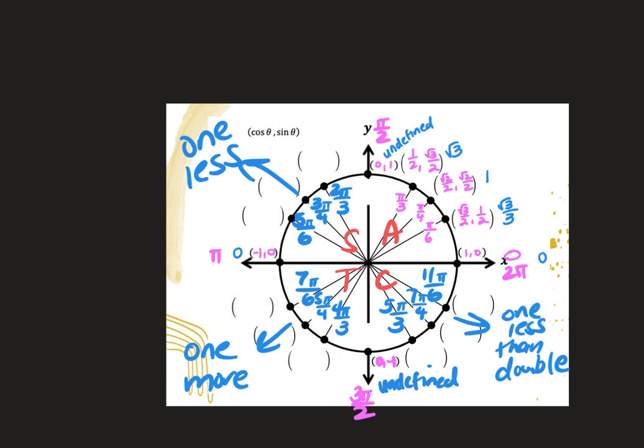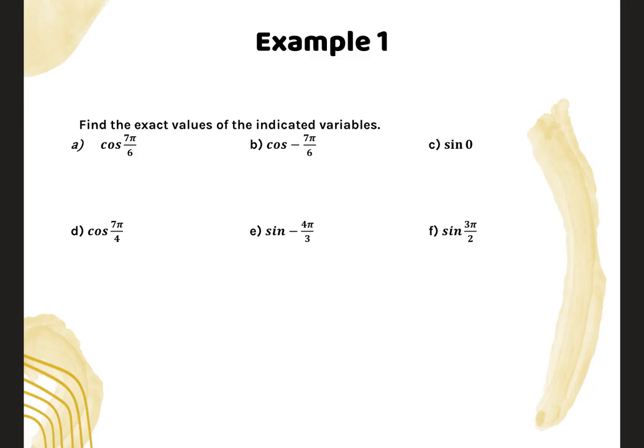So the good news is that's the hard part of this section, knowing it, because the rest of it is simply recall. So they look like this. Okay, go to example 1. It says find the exact values of the indicated variables.